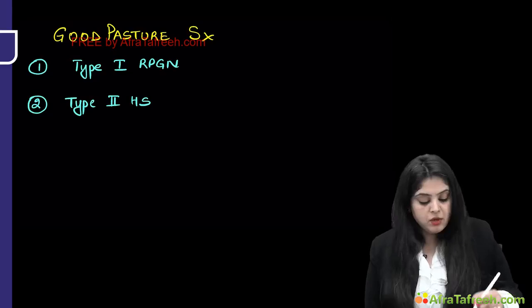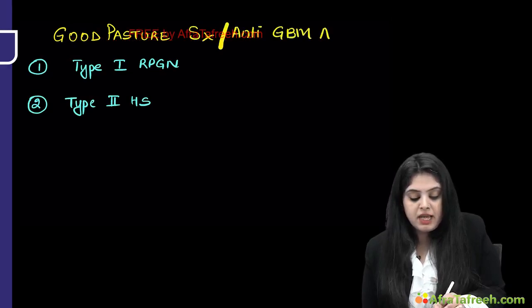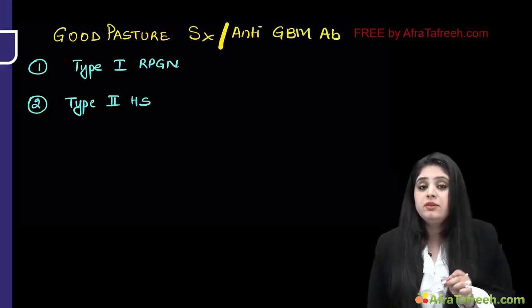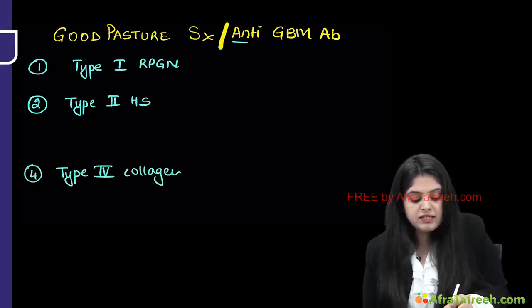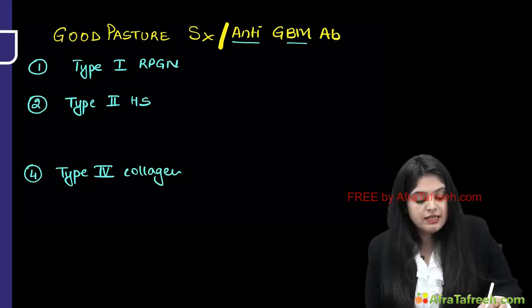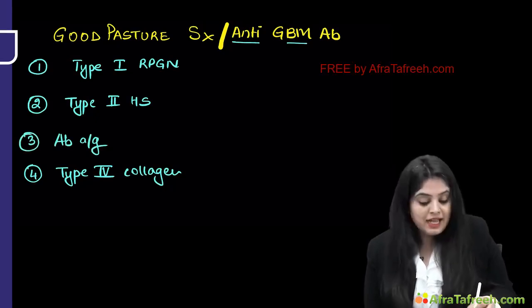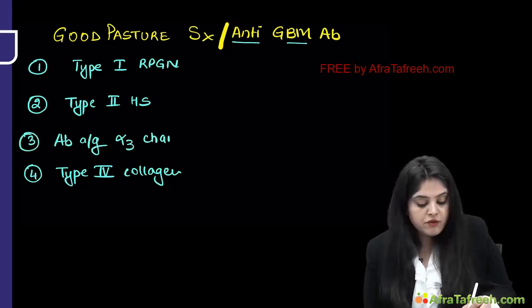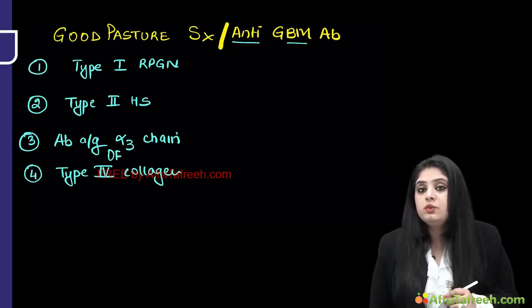Come back to this chapter. What did I give you as the other name of Goodpasture syndrome? It is anti-glomerular basement membrane antibody disease. Guys, basement membrane is which collagen? So many times I've told you, basement membrane is type 4 collagen. Basically, you have antibodies against type 4 collagen. There are going to be antibodies against the alpha 3 chain of type 4 collagen. That is your 1, 2, 3, 4.